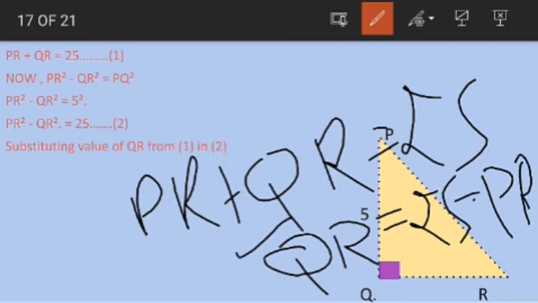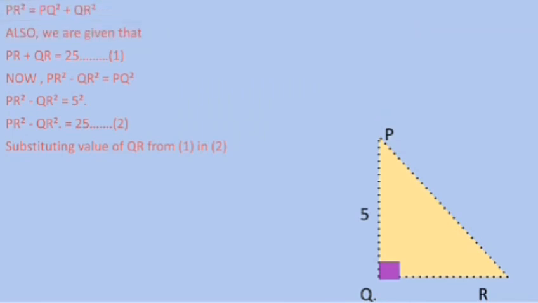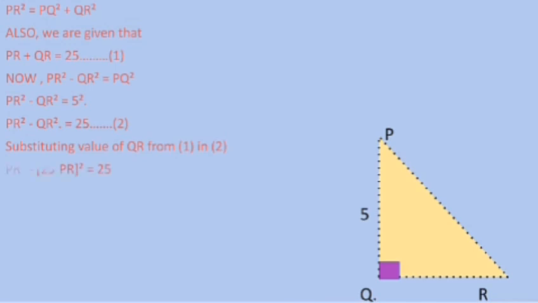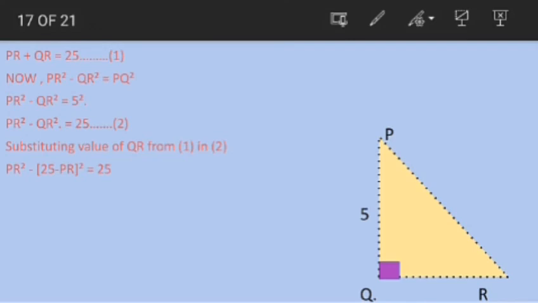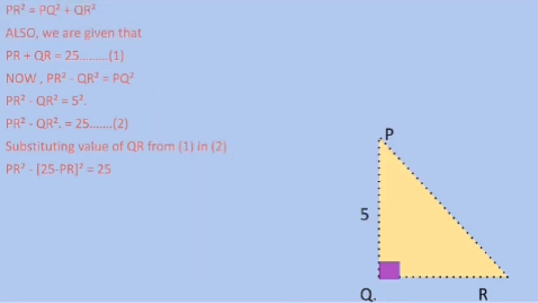This is going to be the value of QR, and I am going to substitute the value of QR in this equation. So when I substitute the value of QR, that is 25 minus PR, the equation is going to be PR square minus (25 minus PR) whole square equals 25. As I mentioned, I am putting the value of QR from this into that equation, so we have 25 minus PR instead of QR, as you can see here.